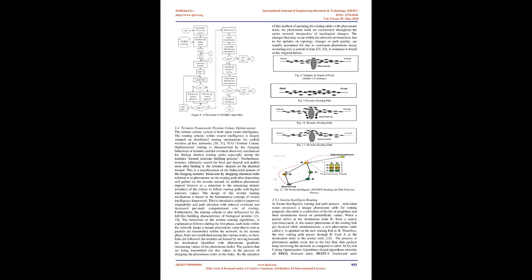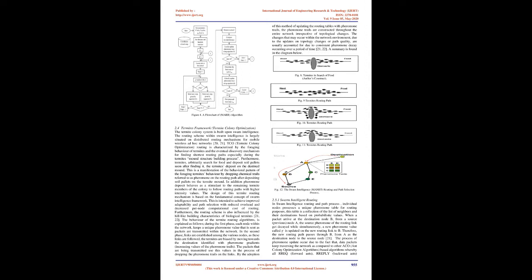The changes that may occur within the network environment, due to the updates on topology changes or path quality, are usually accounted for by consistent pheromone decay occurring over a period of time. 21, 22. A summary is found in the diagram below.